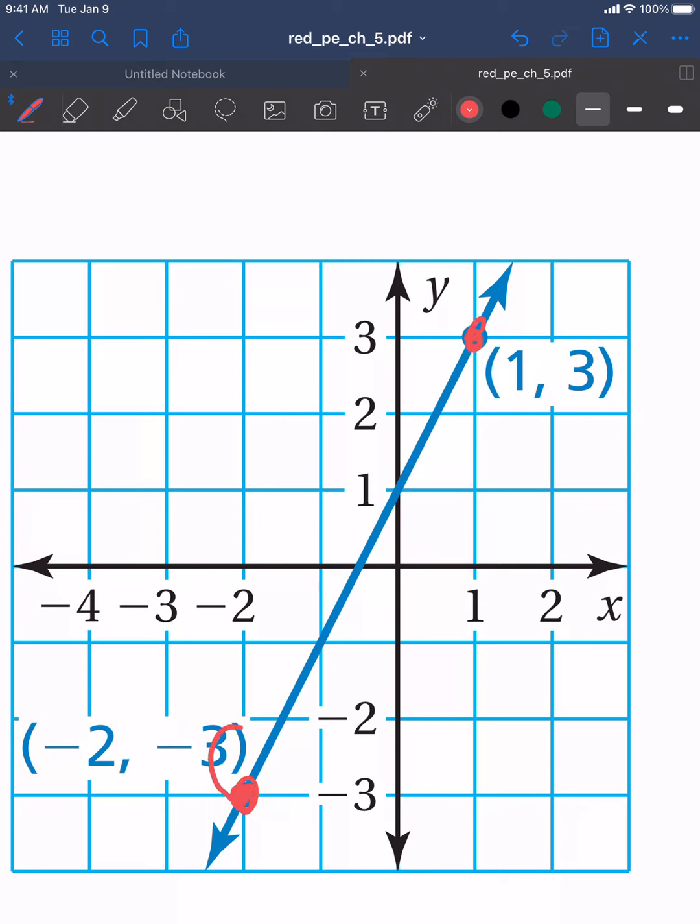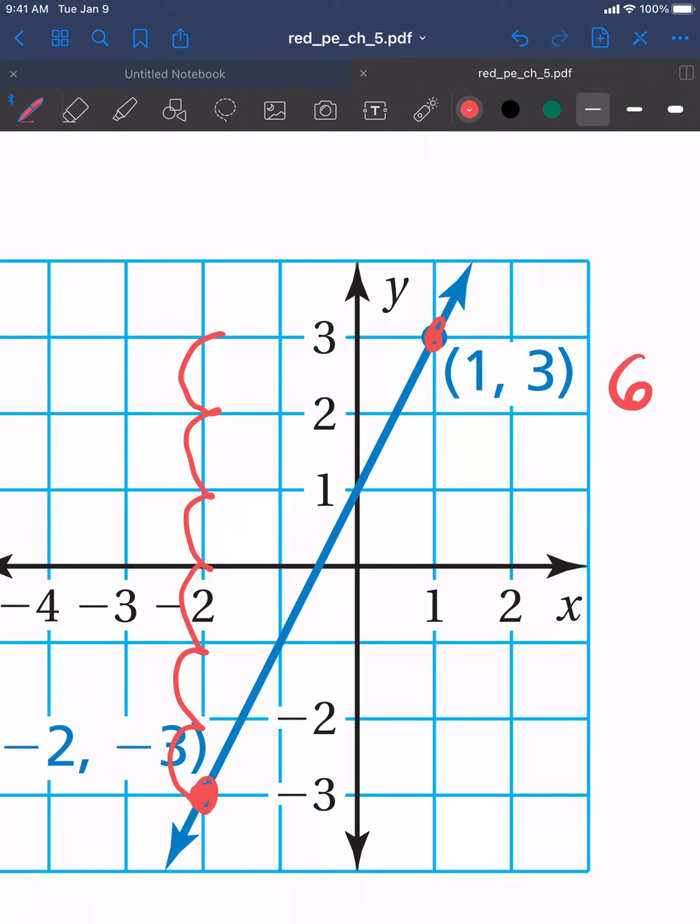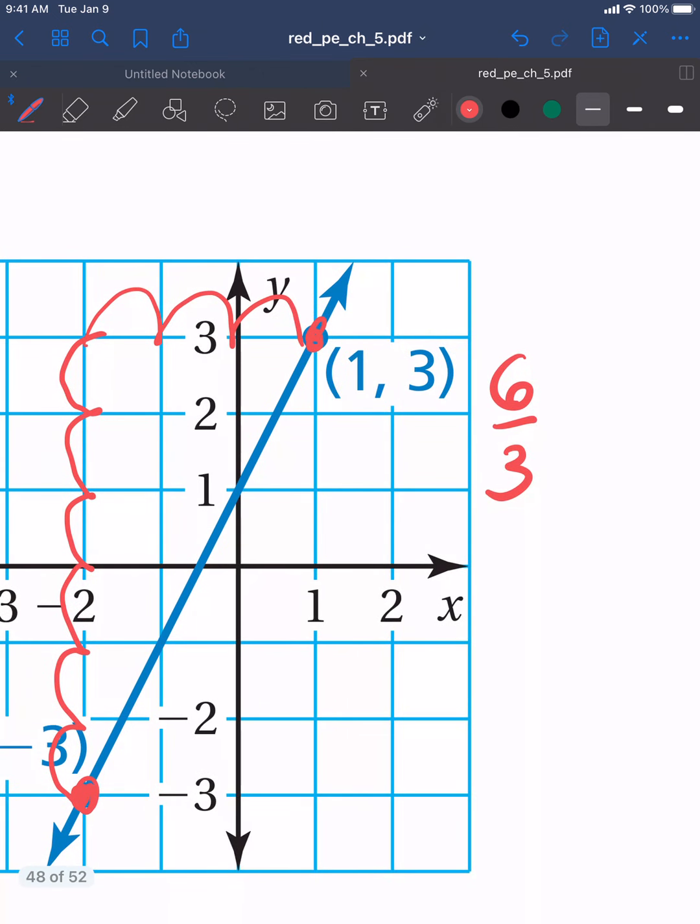How do I get from the most bottom point to my top point? I go up 1, 2, 3, 4, 5, 6. Oh, Gavin. Now the rise is 6. Gavin, what's the run? 3. What do you guys know about 6/3? Reduce. Yeah, what is 6 divided by 3?